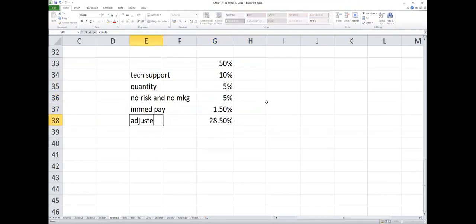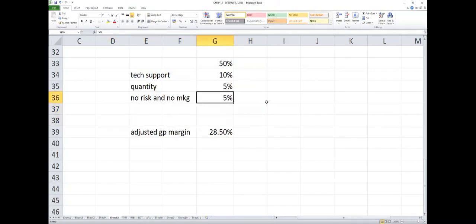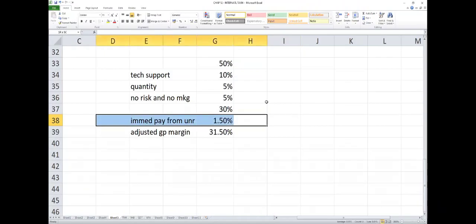This is the adjusted GP margin. But in this case, the unrelated party is giving immediate payment, not the AE. Correct, students? Yes sir. So 50 minus 10 minus 10 is 30. Here, there is immediate payment from the unrelated party, so I give time to my AE. Since I'm getting immediate payment, if he had also given me immediate payment I would have got another 1.5% more. So my adjusted gross profit margin will be 31.5. This is to be added because it is the other way around.